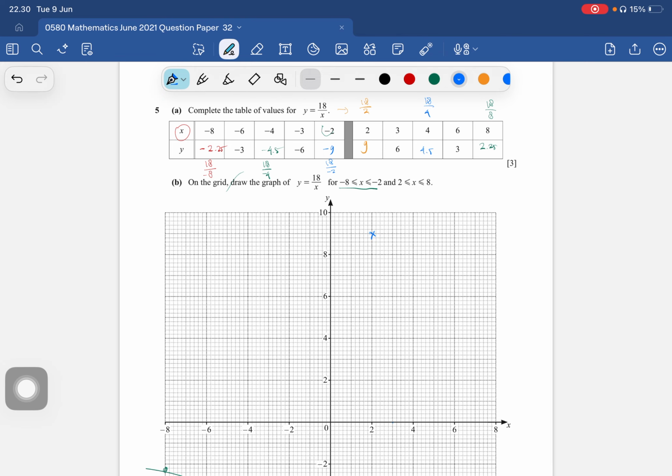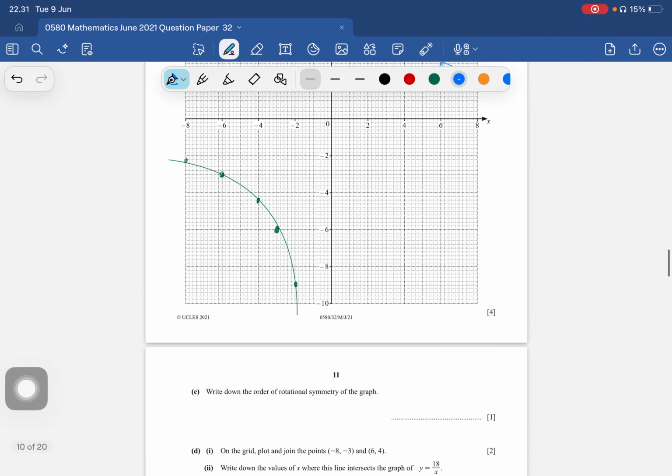When x equals 3, y equals 6. When x equals 4, here is 4.5. When x equals 6, here is 3. When x equals 8, y equals 2.25. Here it is, and 2.25 is here. So we can just draw the graph. Okay, here is the graph.